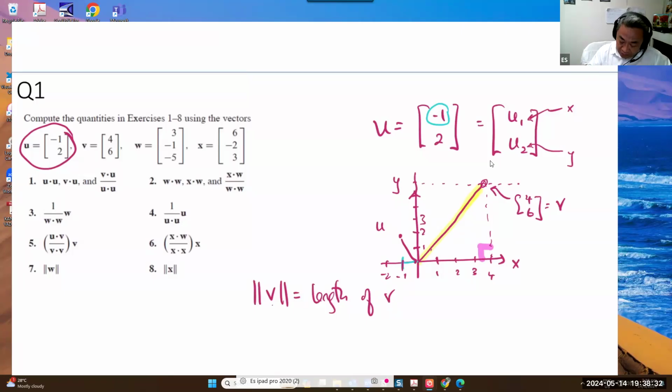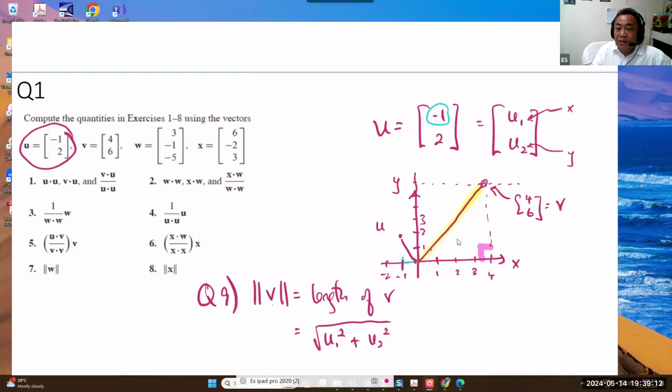So the length of this is 4 coordinates squared plus 6 coordinates along the other axis squared, then the square root, right? So this is the Pythagoras theorem. Yes, correct. Because I'm drawing, I'm not doing question 7, I'm drawing question 9. I'm just interested in the norm of v. I don't want to do the norm of w, okay? So question 9, let's see.